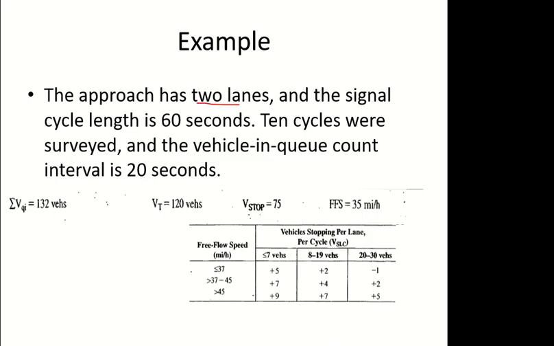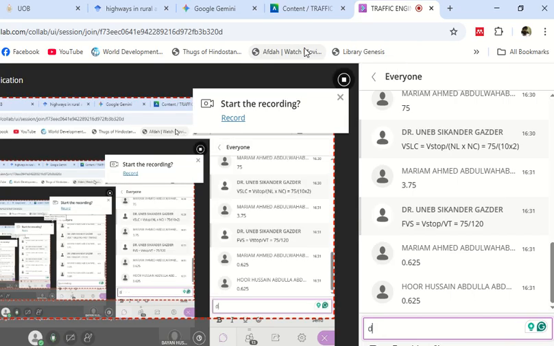Now we can go for the final equation, which is for the control delay. So control delay was small d, the time in Q delay, plus FVS into the correction factor. Time in Q delay we already calculated, 19.8. FVS, fraction of vehicles stopped, 0.625 into the correction factor.